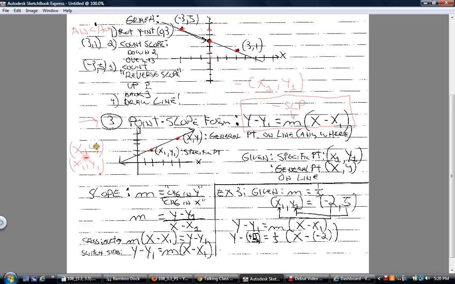I do this on the board. I say y minus y sub 1. Now I'm subtracting down. This is the preferred way I like to teach this now. Y minus y sub 1 is the change in the y coordinates, the vertical change, divided by the horizontal change, which is the change in the x-axis, x minus x sub 1. There you go. I just think that flows so much easier when you do that.